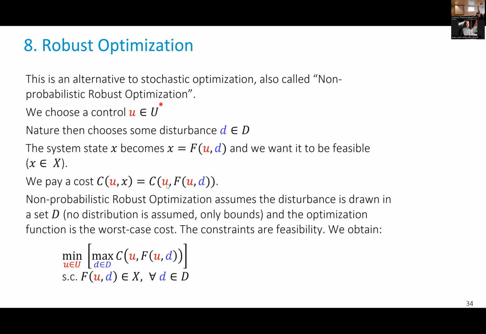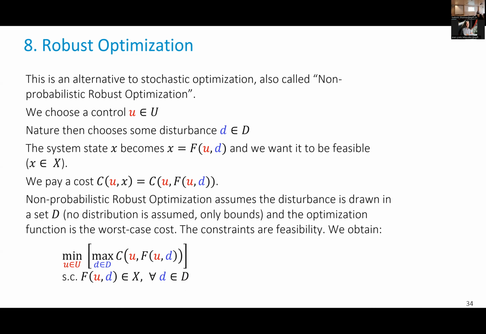In robust optimization, we want to avoid having to speak about distribution. Instead, we just assume that bounds are taken. So we assume that the disturbance lives in some bound, a bit like I did at the beginning of the course today. I assume we don't know exactly what the load L1 is, but we know it will be between 90 and 110.